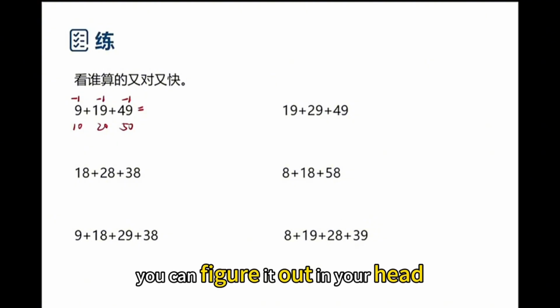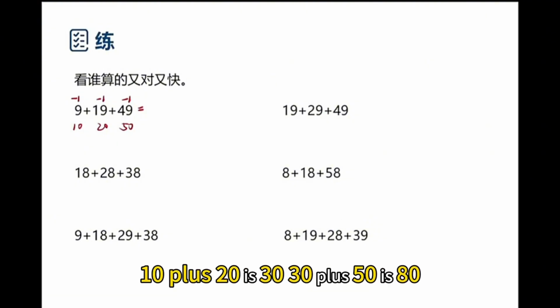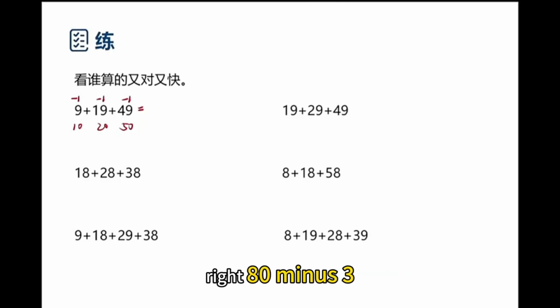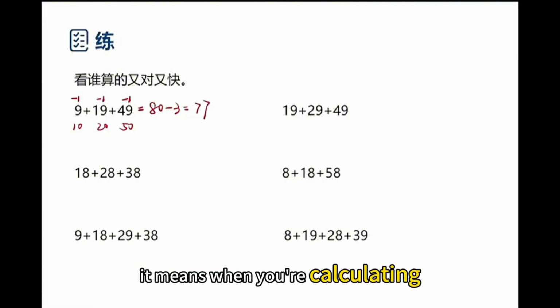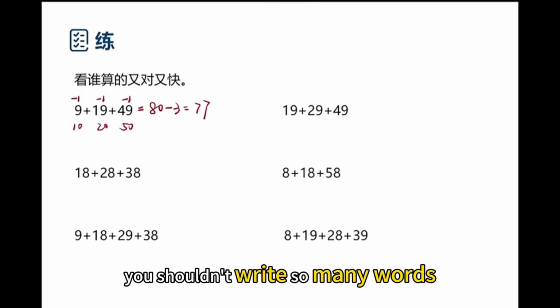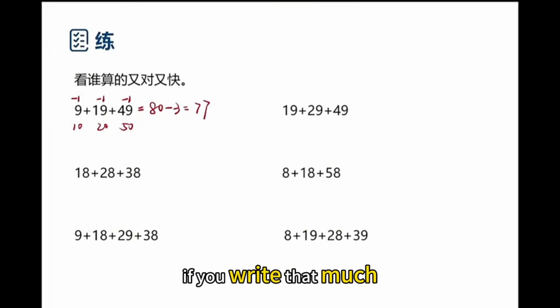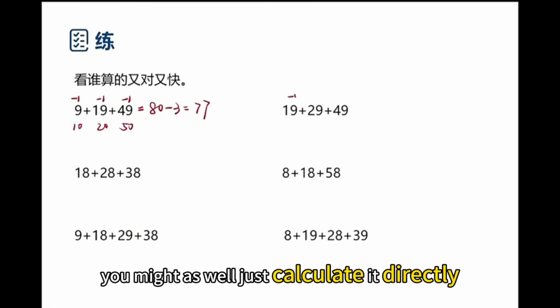You can figure it out in your head. 10 plus 20 is 30. 30 plus 50 is 80. And you subtracted 3 1's, right? 80 minus 3, that's 77. Is that the logic? Does everyone understand what I mean? It means when you're calculating, you shouldn't write so many words. If you write that much, you might as well just calculate it directly.